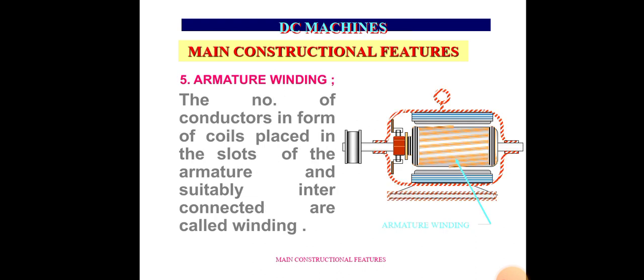The next one is armature winding. The number of conductors in the form of coils placed in the slots of the armature and suitably interconnected are called winding. Armature winding.